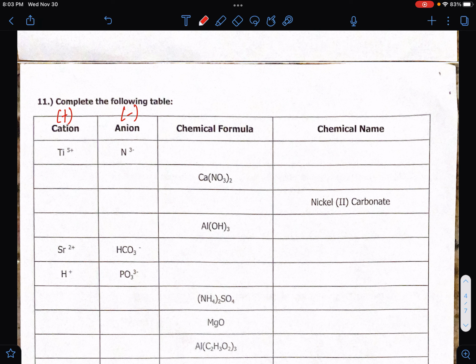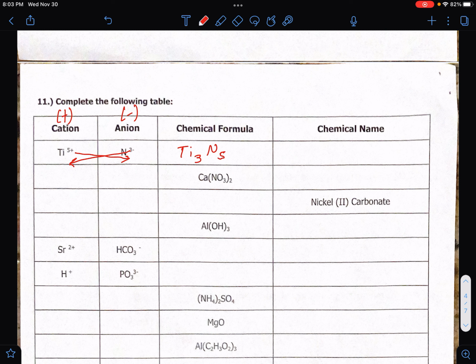So let's look at this first one. We have titanium, which is a +5. Nitrogen is a -3. That is not balanced out. Okay, so that means what I'm going to do, you can do the crisscross. You can take the 5 here, and you can take the 3 here. That means I need 3 titaniums, and I need 5 nitrogens in order to be balanced out.